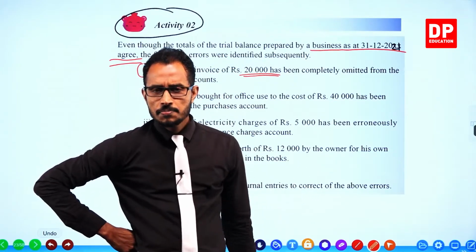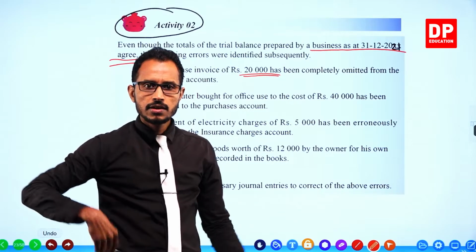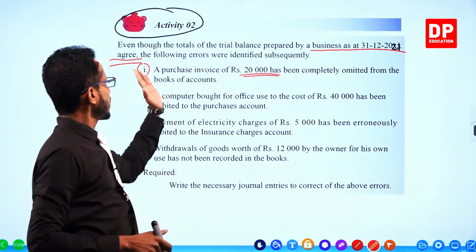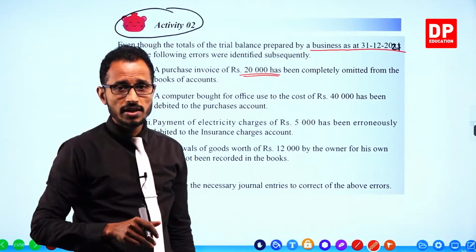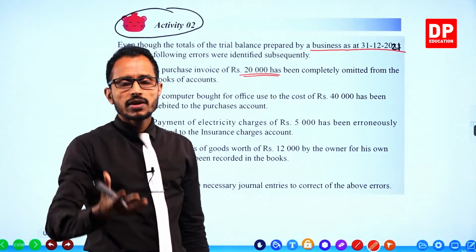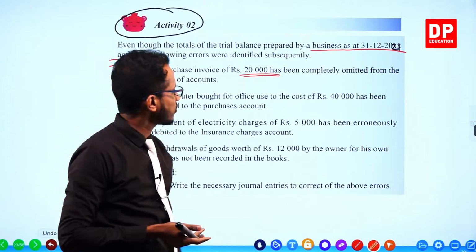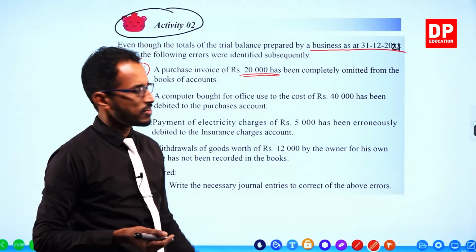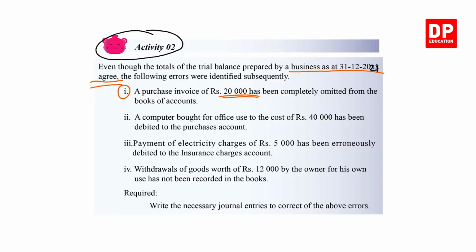Really? That's how you correct this. Yes, of course. So easy. Because it's a complete omission, no double entry has been recorded, you only have to record the correct double entry. Simple stuff, right? We'll draw a general journal and we'll put the double entries. We'll finish it quickly.